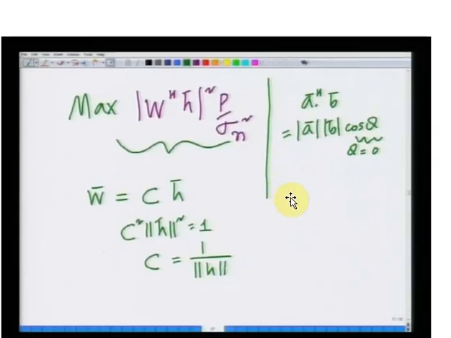So W bar is equal to some constant C multiplied by H bar, where C² times the norm squared of H bar is equal to 1, so C is equal to 1 over the norm of H. This can be seen with a simple equation. A bar Hermitian B bar is actually the norm of A bar times the norm of B bar multiplied by cos of theta. When theta is equal to 0, we get the maximum value of A bar Hermitian B bar.